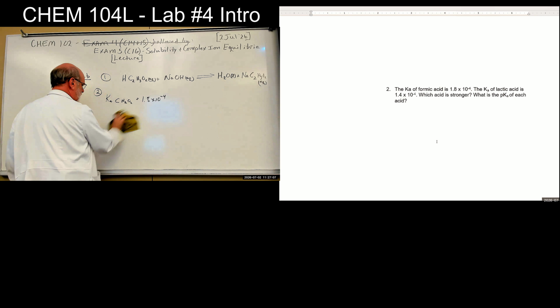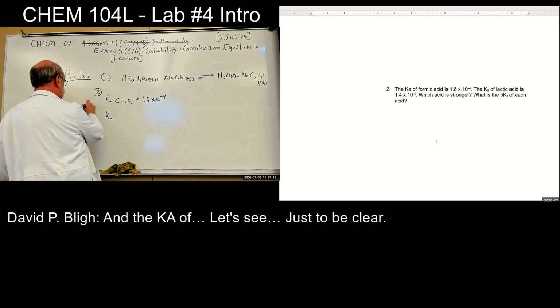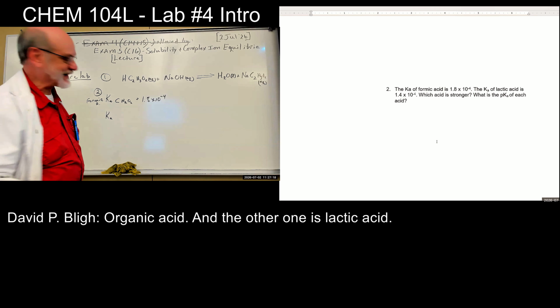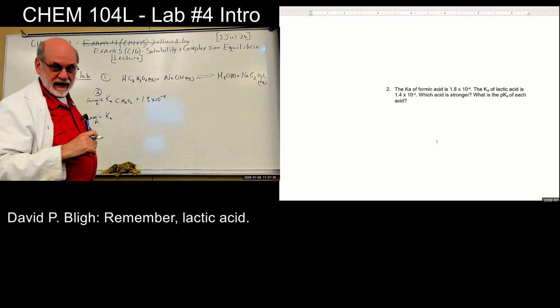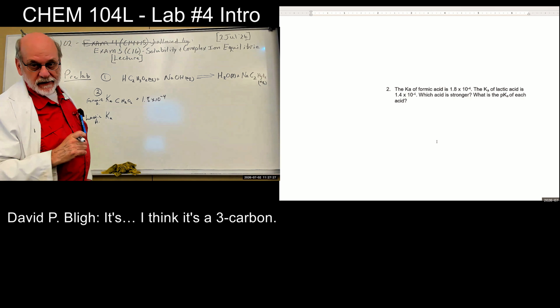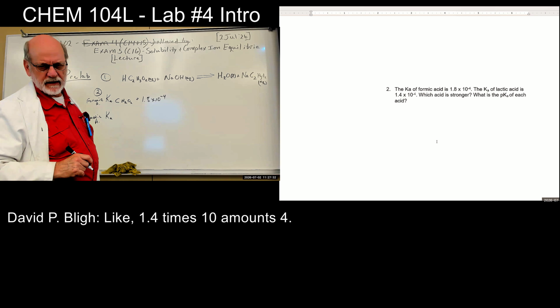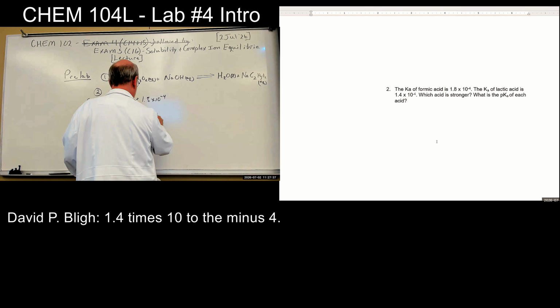Okay. And the Ka of the other one is lactic acid. I don't remember lactic acid. I should, but I don't. I think it's a 3-carbon lactate. 1.4 times 10 to the minus 4. Okay.